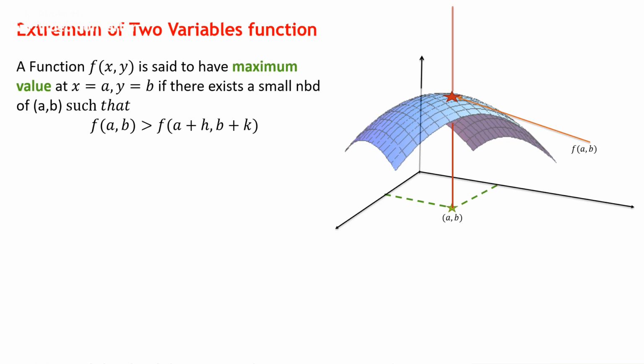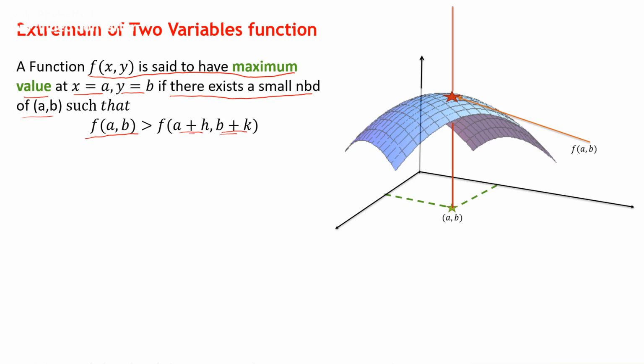A function f(x, y) is said to have a maximum value at x equal to a, y equal to b, if there exists a small neighborhood of (a, b) such that f(a, b) is greater than f(a plus h, b plus k). Here (a plus h, b plus k) is a neighborhood point of (a, b).